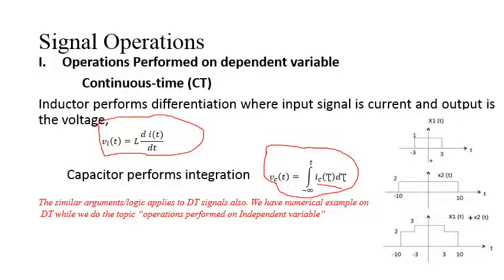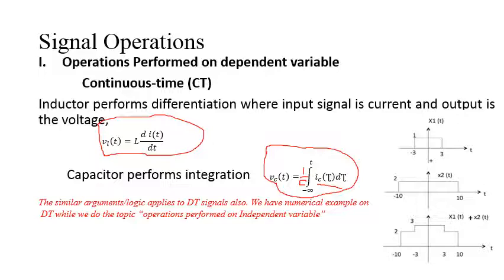Integrating this, I think there's a scaling factor I forgot to mention here, that is 1 by C. So basically we can write here 1 by C, where C is the capacitance of the capacitor. So this is the exact equation for this inductor capacitor system. The voltage across the capacitor is equal to 1 by C times the integration of input current, which is i_C of t, and the limits are from minus infinity up to t.